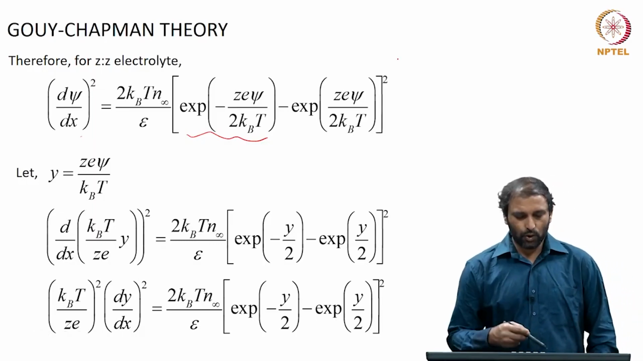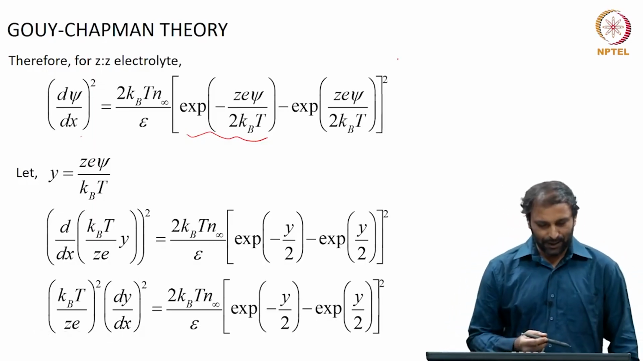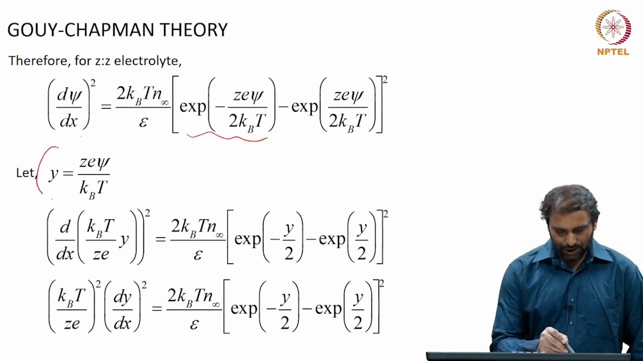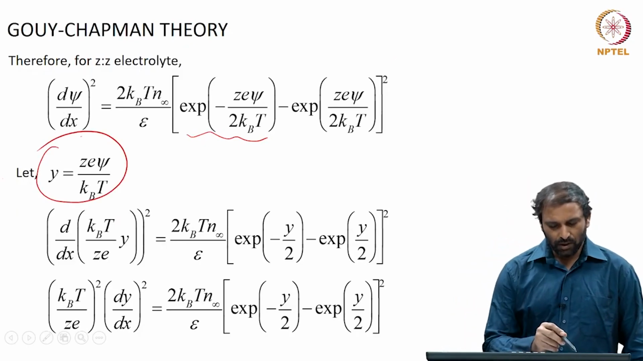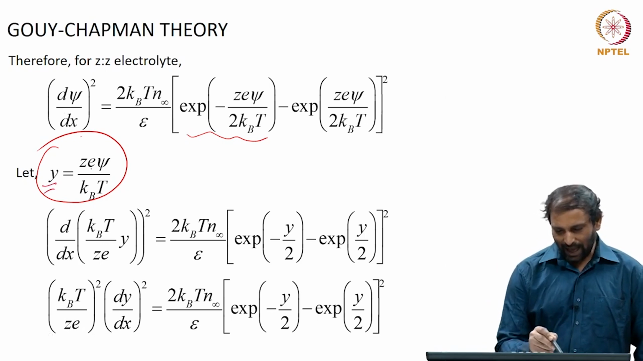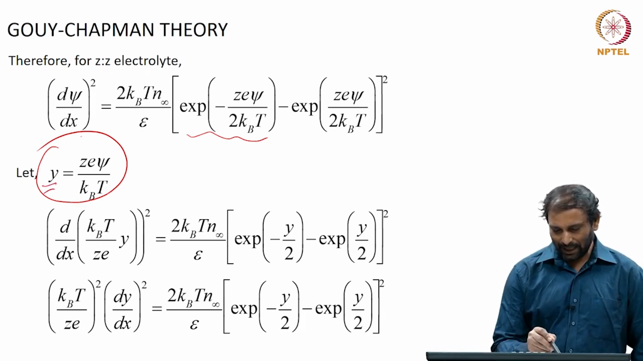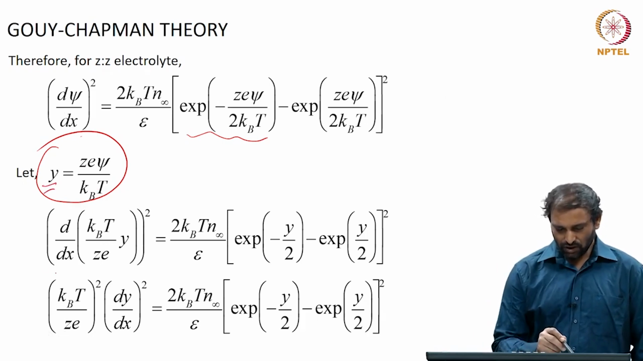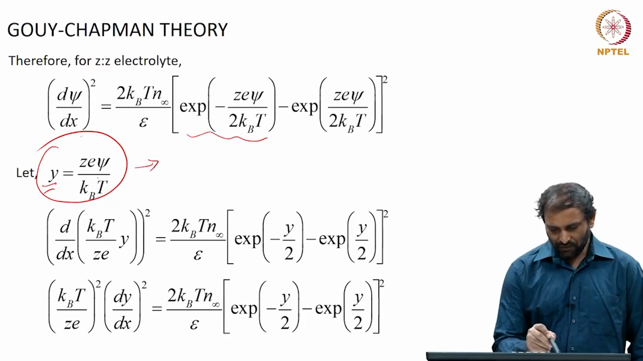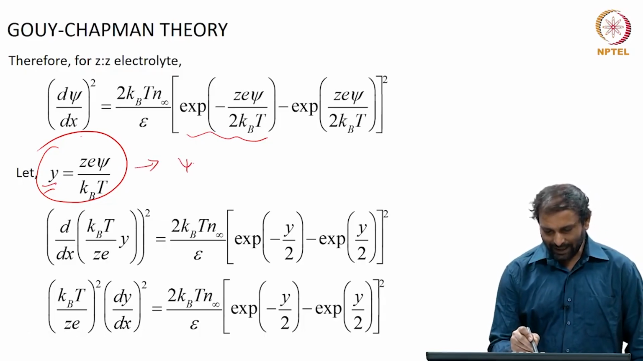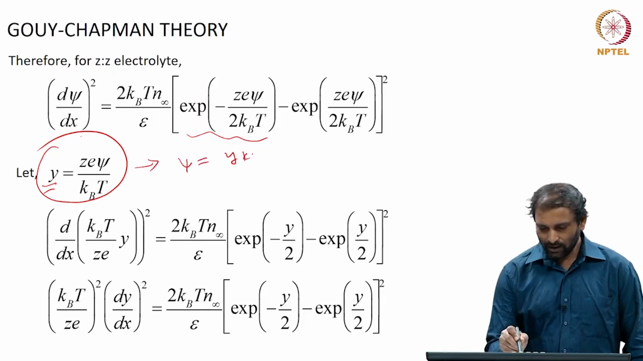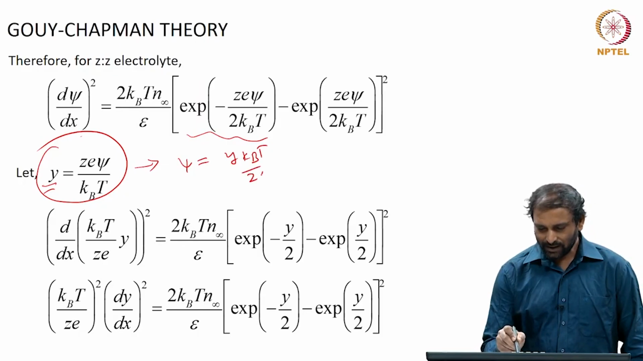Now again we are going to do some more manipulation. We are going to put y as Zeψ divided by kBT. This is a simple substitution. Therefore, from this I get ψ to be y kBT divided by Ze.